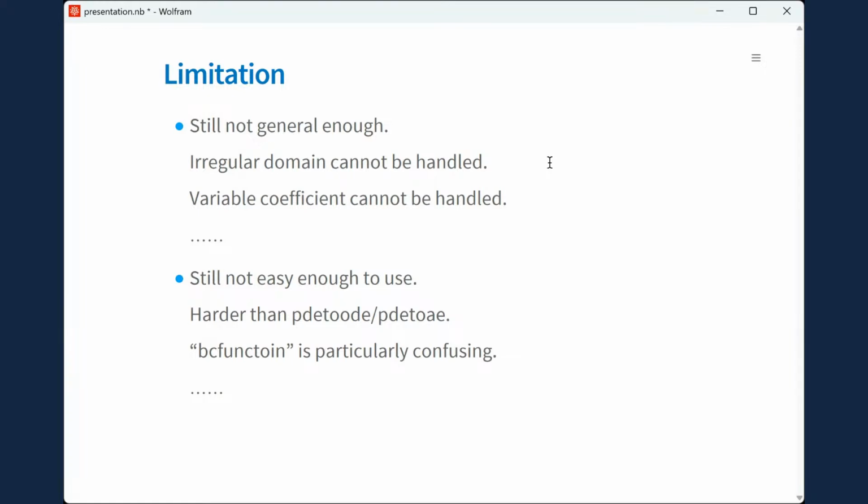I think you will have already noticed it. This package is still not general enough, and since it's an FDM implementation, irregular domains cannot be handled by the package. And of course, variable coefficients cannot be handled too.